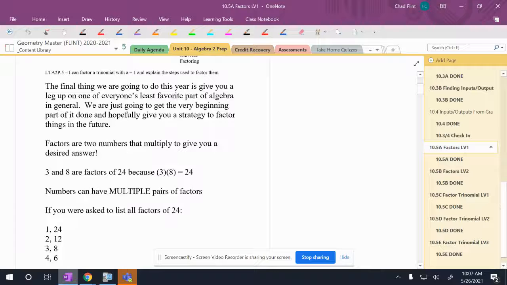So the last thing we're going to talk about this year is factoring, and we're just going to touch the very beginning of it. What factoring is ultimately going to be is, we did things where we took two binomials and we did, let's not make that a two.